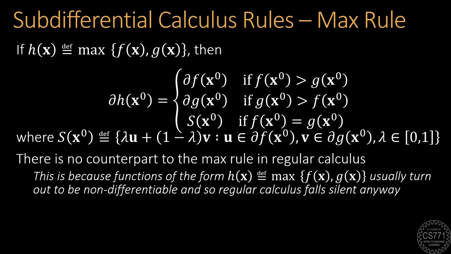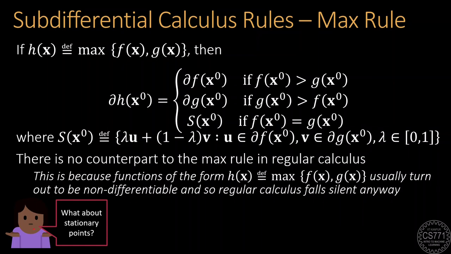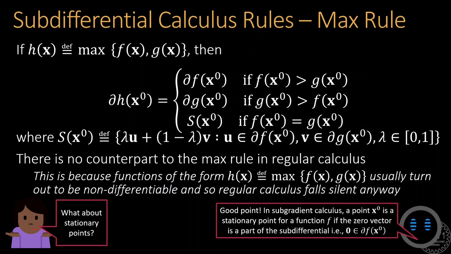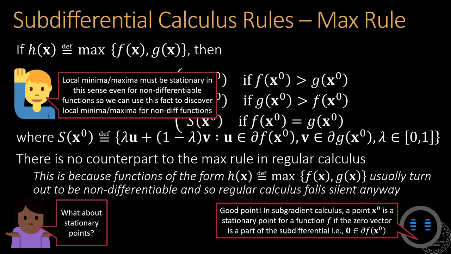usually non-differentiable. It turns out that even the concept of stationary points carries forward to subdifferential calculus. Recall that in regular calculus, stationary points are points where the gradient is zero, and stationary points are very helpful in finding local minima and local maxima of functions. In subdifferential calculus, a point is called a stationary point if the zero vector is a part of the subdifferential at that point, which means that the zero vector is a subgradient at that point. Note that a stationary point may have non-zero subgradients as well, but so long as the zero vector is a subgradient, that point is a stationary point. This definition is similarly helpful here in finding local maxima or local minima of non-differentiable functions.